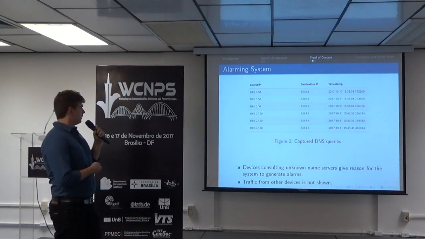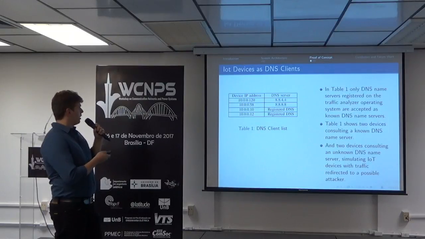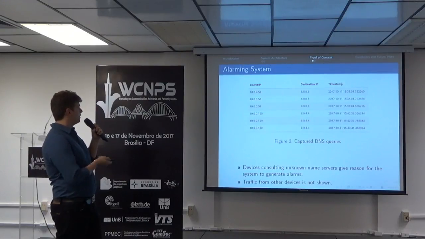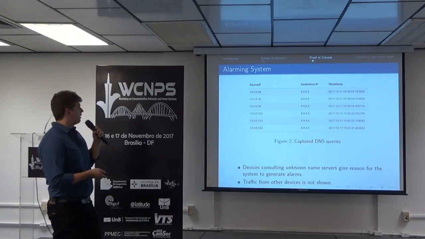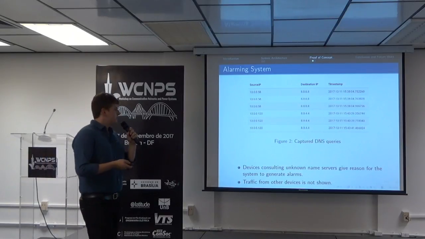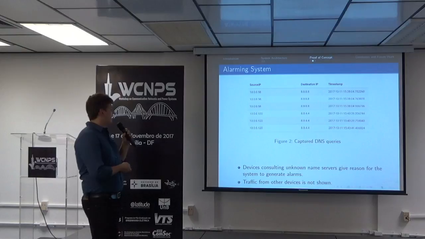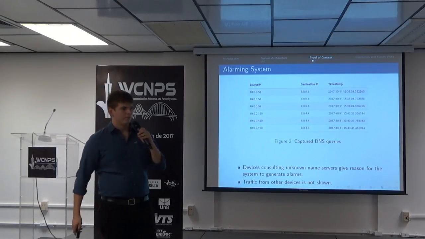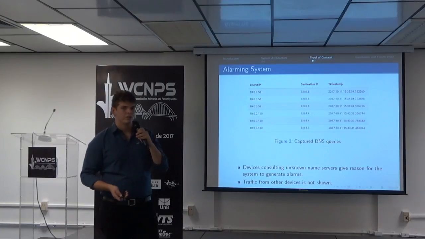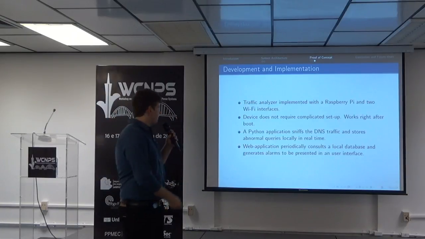So here, going back, we have four devices, but here we only see two IP addresses going out of our network. That's because our alarming system interface only shows the DNS traffic captured from the devices that we don't trust, the devices that are consulting unknown name servers. That's why it doesn't show here the devices that are consulting places that we know.